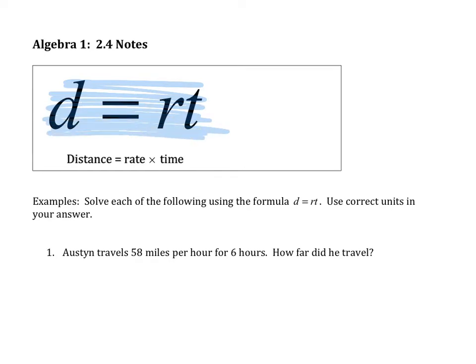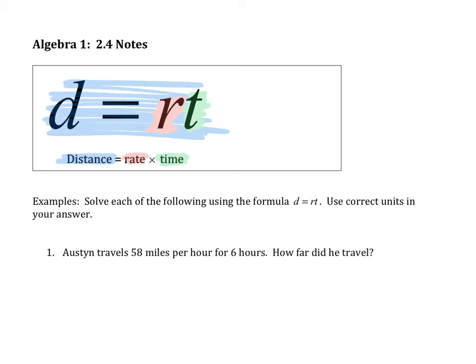D equals RT, where D stands for distance, the distance that someone's traveled. R stands for the rate. So R is the rate that someone travels at, so their speed usually. And then T stands for time. So time is the amount of time it takes.